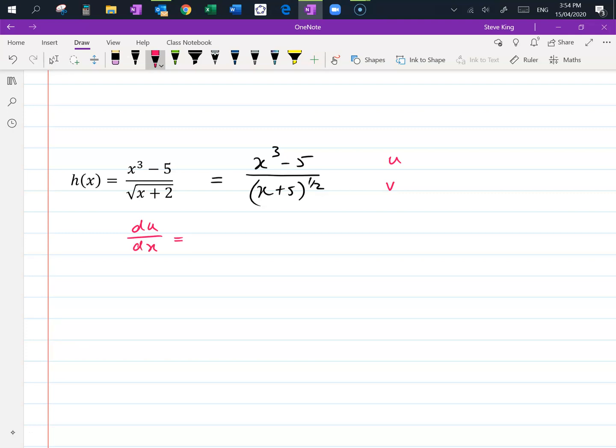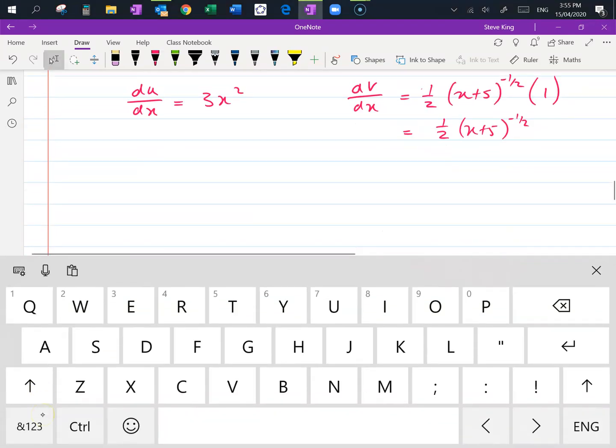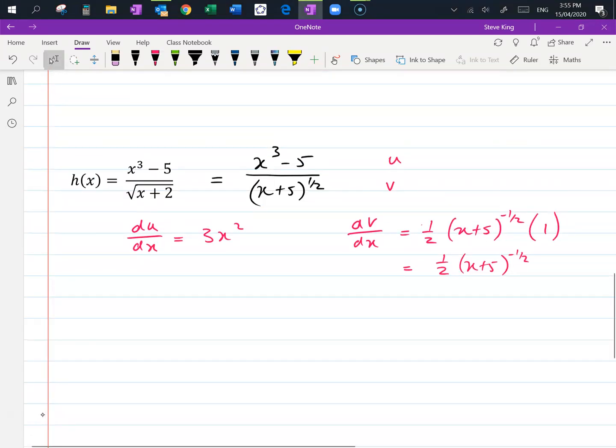Du dx, well, that's simply going to be 3x squared, easy enough. Dv dx, that's going to be slightly trickier. I'm going to have to use the chain rule on this. So it's going to be a half x plus 5 to the power of minus a half, and then I'm going to multiply that by the derivative of what's inside the bracket, which is just 1. So in other words, it's going to be a half x plus 5 to minus a half. I'm going to leave it like that. I'm not going to put the root sign in.